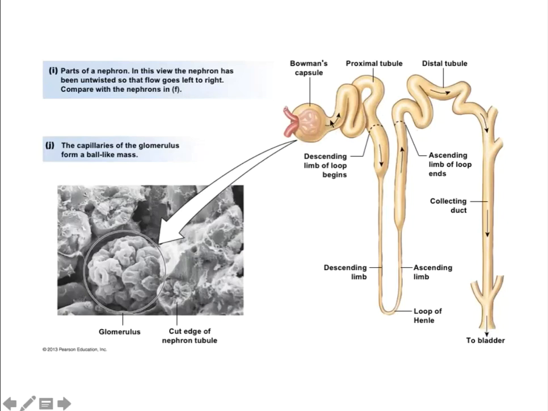And the structures include the Bowman's capsule, the proximal tubule, the descending loop, loop of Henle, ascending loop, distal tubule, and collecting duct. So that's the journey. And apparently a lot of events happen in this tube. So how do you take those molecules back? The molecular mechanism is actually what you learned in unit 1.